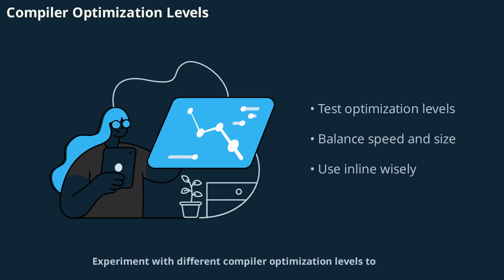Experiment with different compiler optimization levels to find the best balance for your project. Higher optimization can improve speed or reduce code size, but always test thoroughly to ensure your code still behaves as expected. Use inline functions sparingly and only where they provide a real benefit.